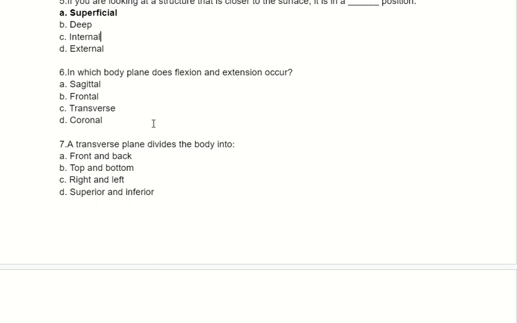Okay, in which body plane does flexion and extension occur? A, sagittal, B, frontal, C, transverse, or D, coronal? Give you a minute. So, flexion and extension. Which plane is that occurring within the body? Sagittal, frontal, transverse, or coronal? And if you guessed sagittal, you would be absolutely correct.